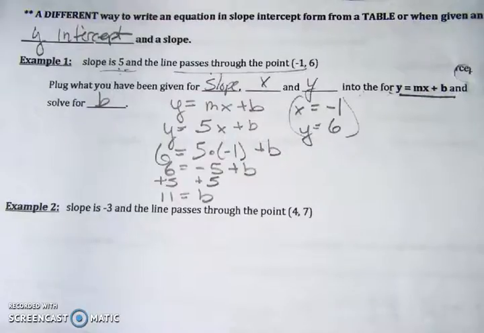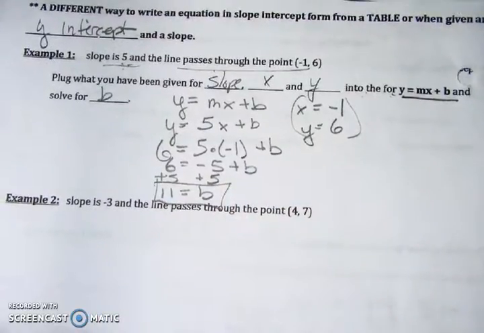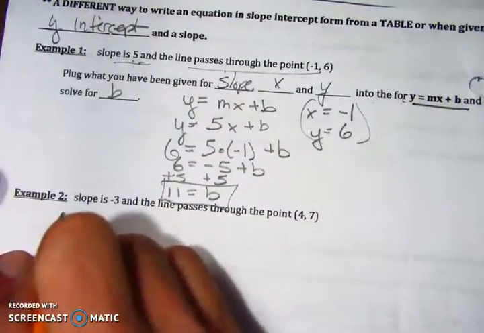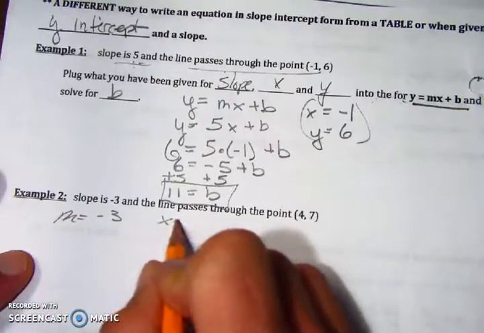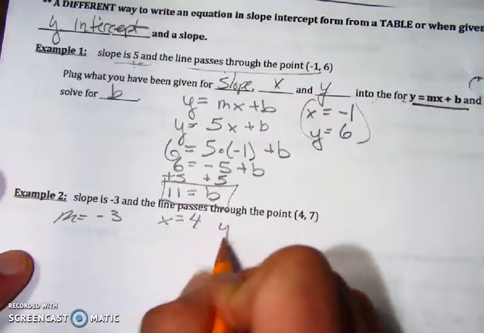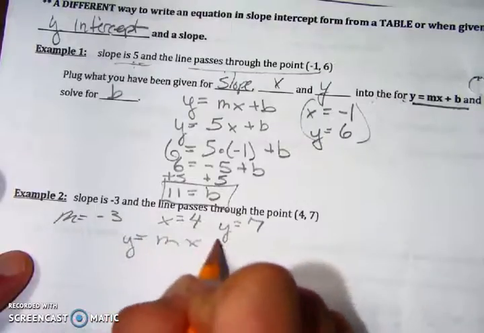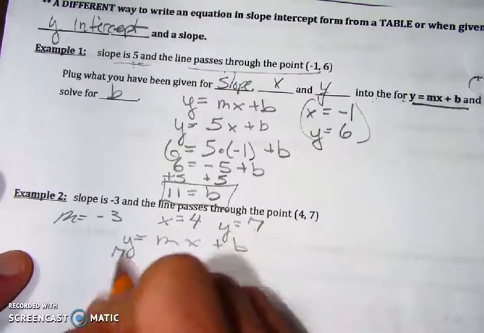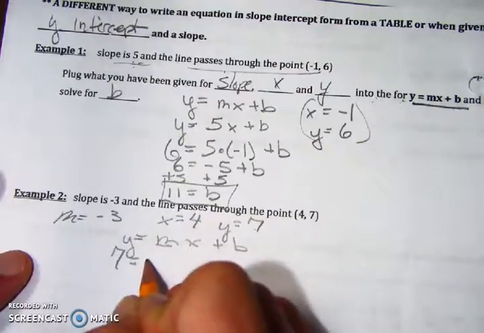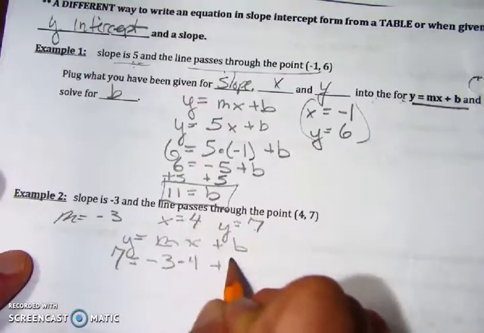Okay, this is using the algebraic method of finding your y-intercept. Slope is -3, so our m is -3, and it passes through (4, 7). So x is what? y is what? 7. So we're just using y equals mx plus b. y is 7, slope is -3, x is 4, plus b.